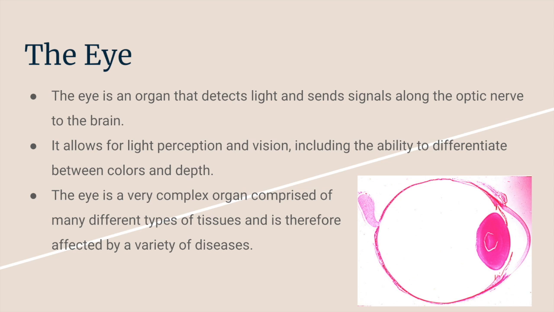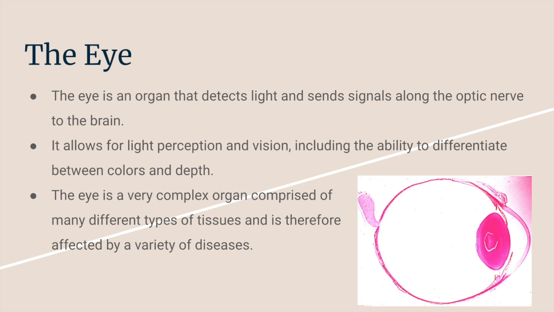Now, the eye is a special organ in that it allows us to see the world that we're surrounded in, see the beauty of it. It specifically can detect light and transmit this light along the optic nerve to our brain to allow us to perceive the images that we are seeing. It allows us to see different colors, allows us to see depth perception, and overall just is our gateway to the world and to being able to see. So since it has this complex function, it is comprised of a variety of different types of tissues, and therefore it is affected by a variety of diseases.